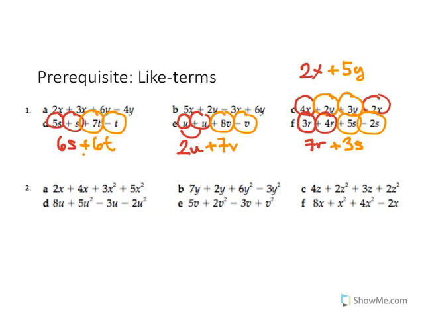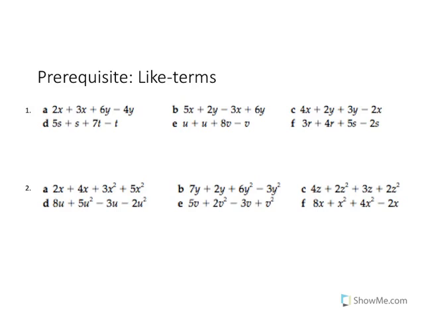Now, moving on to exercise 2, it gets a little more complicated because now we have terms with exponents. Even though they are all x's, the x itself versus the x squared belong to different families. They are different terms. So let's look at this. 2x's plus 4x's makes 6x's. Now, the 3x squared and the 5x squared are another family of their own. So this actually makes 8x squared.